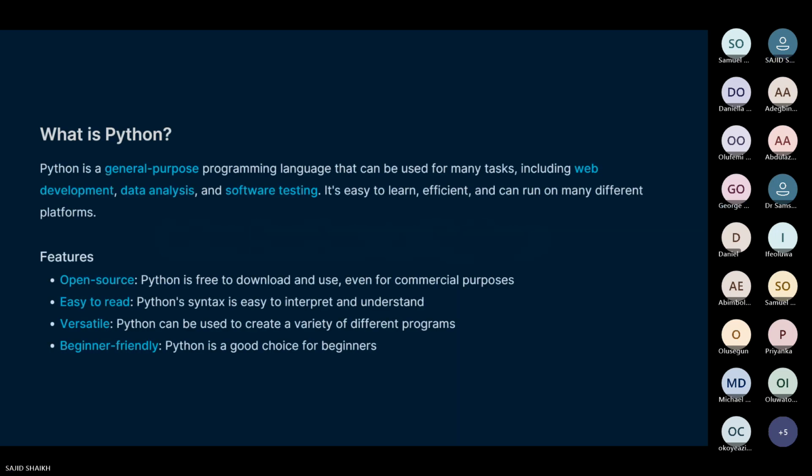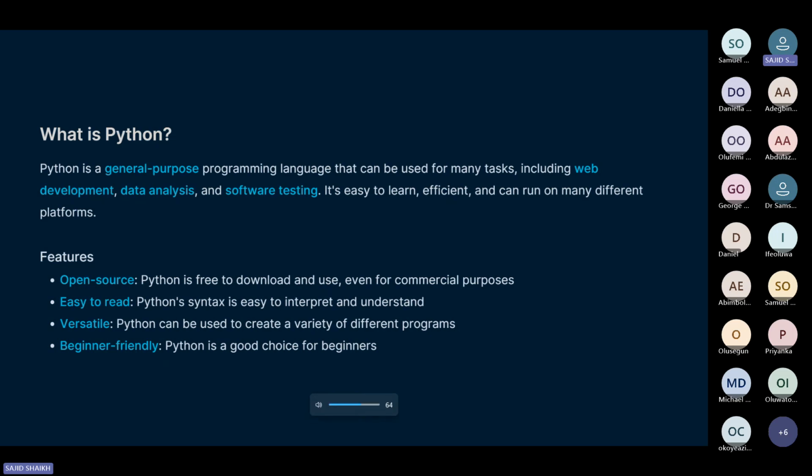What is Python? You already know that it is a general purpose programming language. It is easy to use. It is open source. It is a versatile and beginner friendly language. You can use Python for web development, data analysis, machine learning, software testing, and also for building AI agents, right?